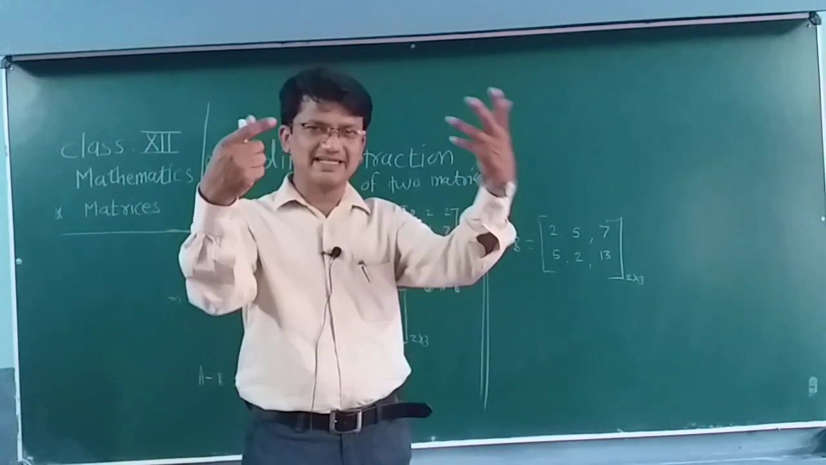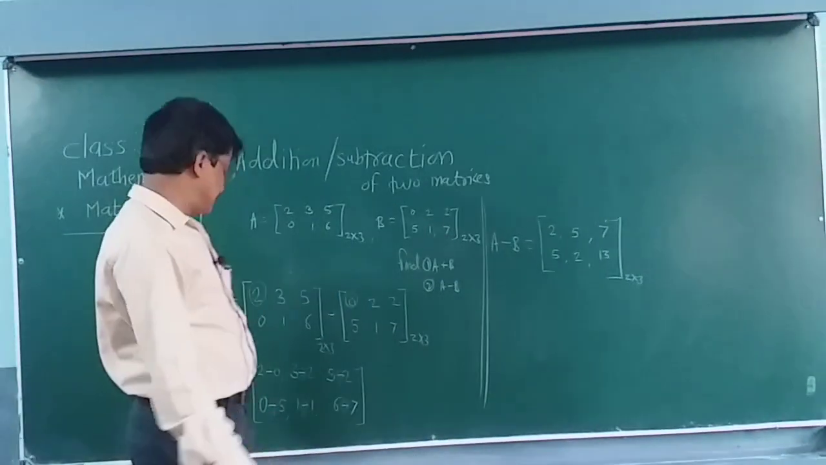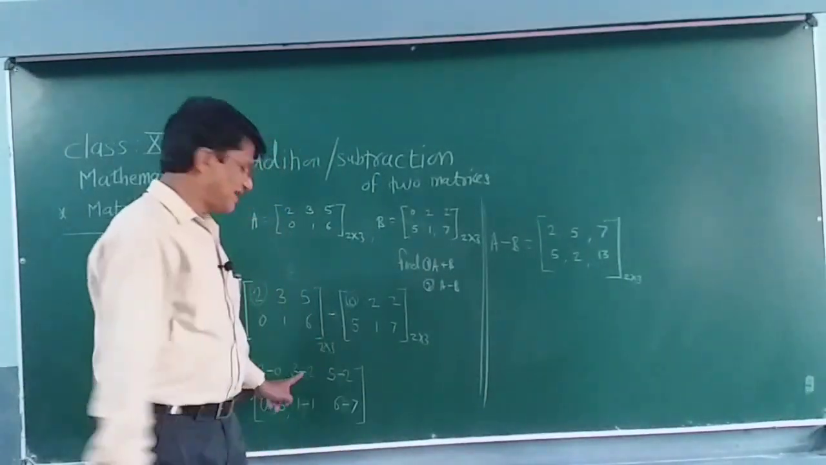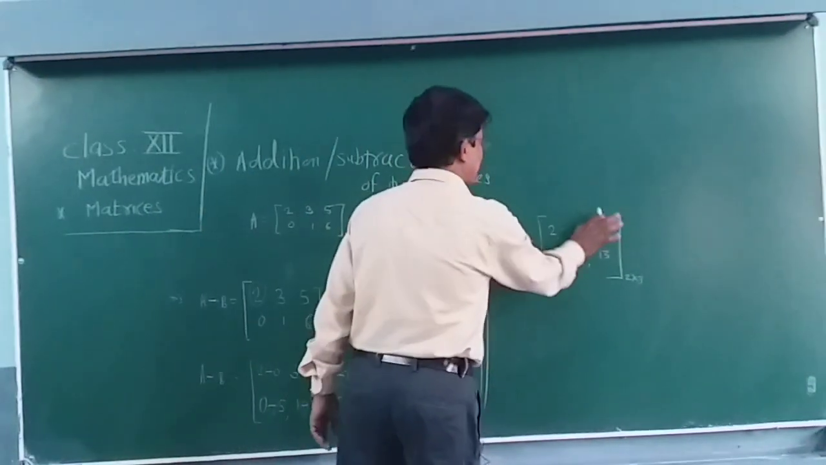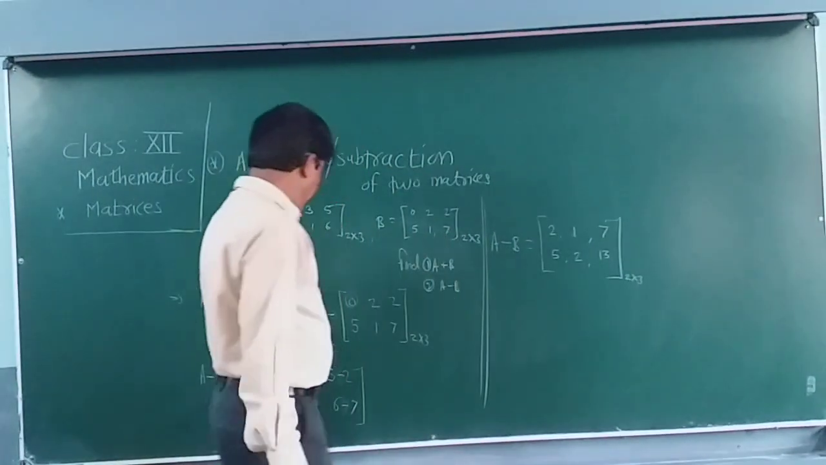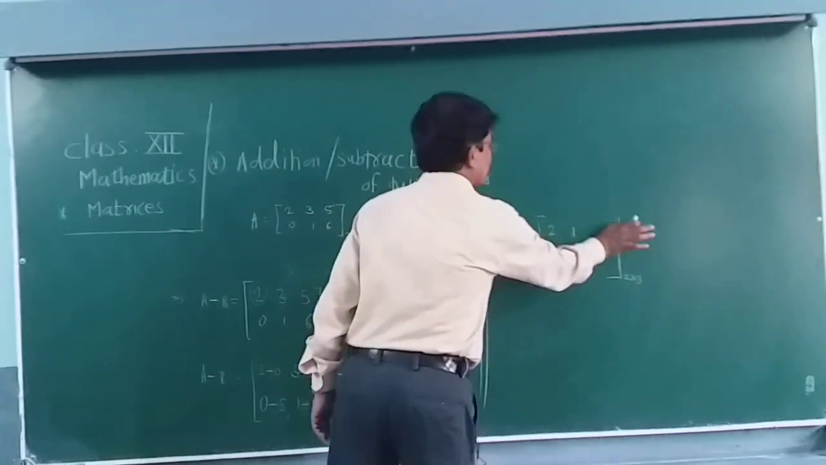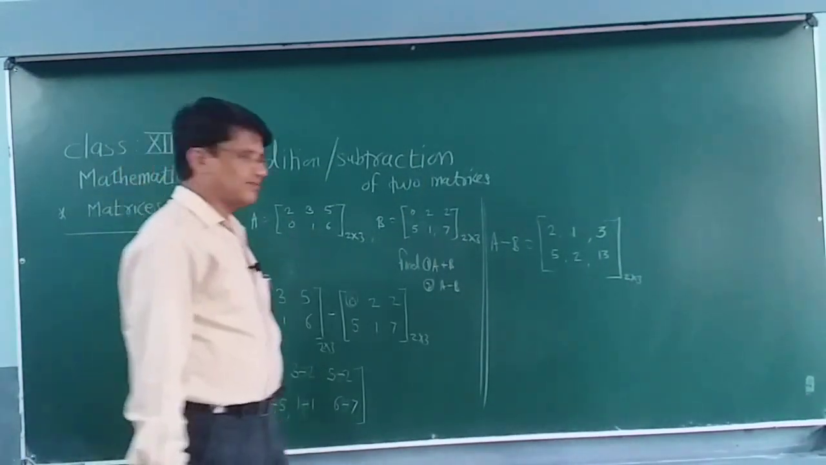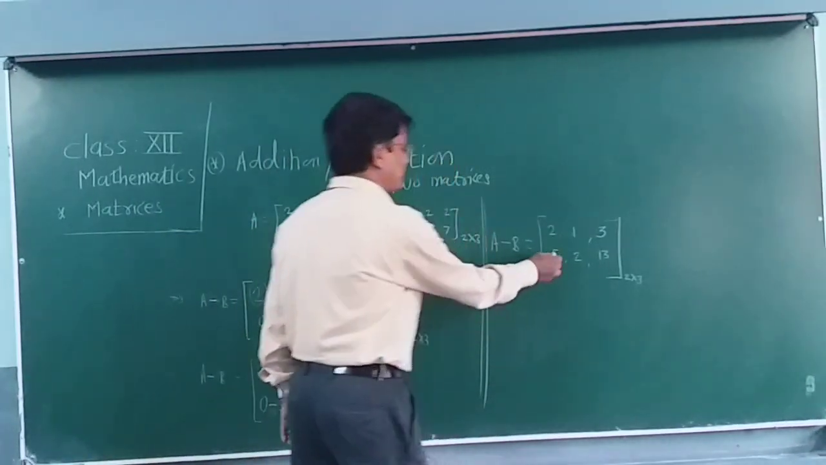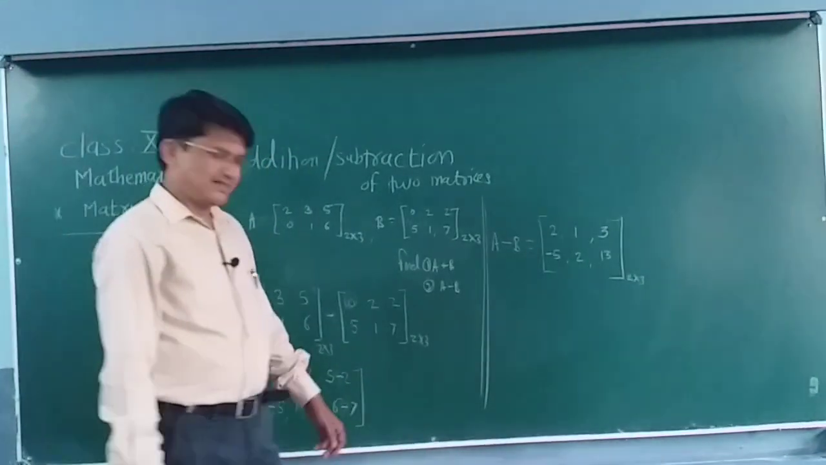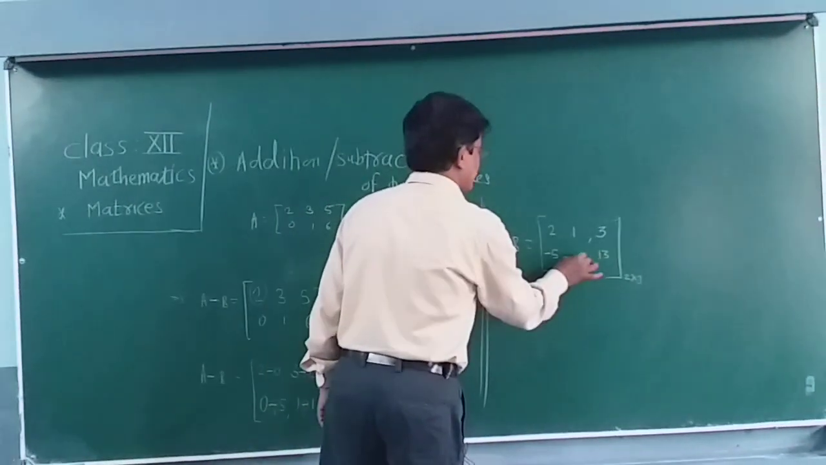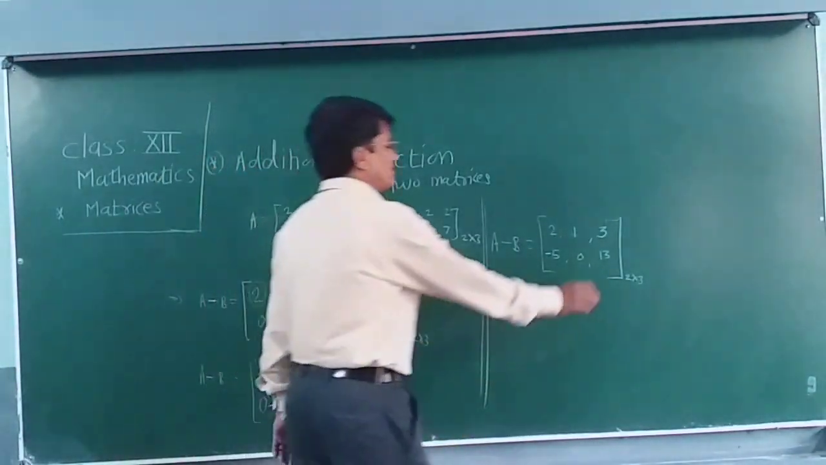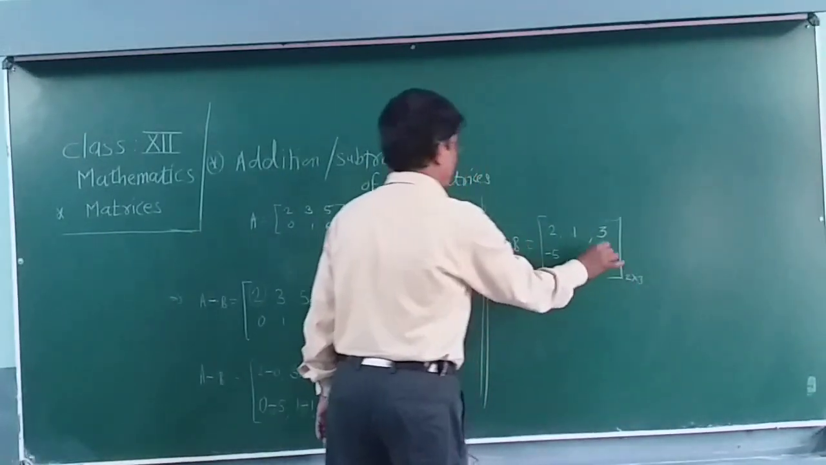Subtract the corresponding elements and we will get our answer automatically. 2 minus 0 remains 2. 3 minus 2 becomes 1. Now 5 minus 2 is 3. Here 0 minus 5 is negative 5. 1 minus 1 is 0. 6 minus 7 is minus 1.